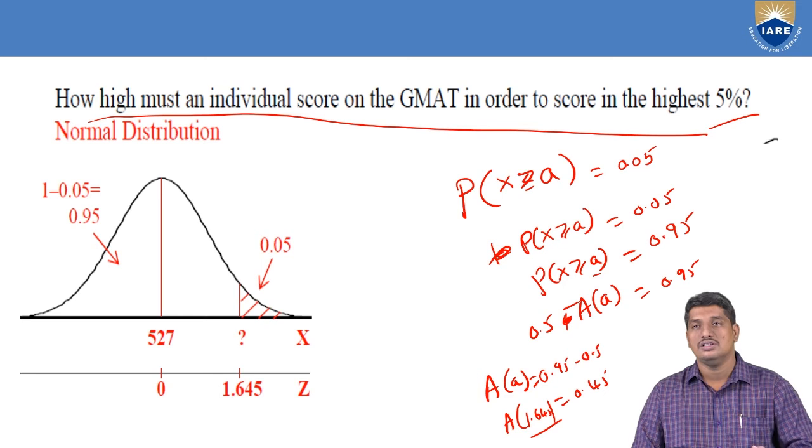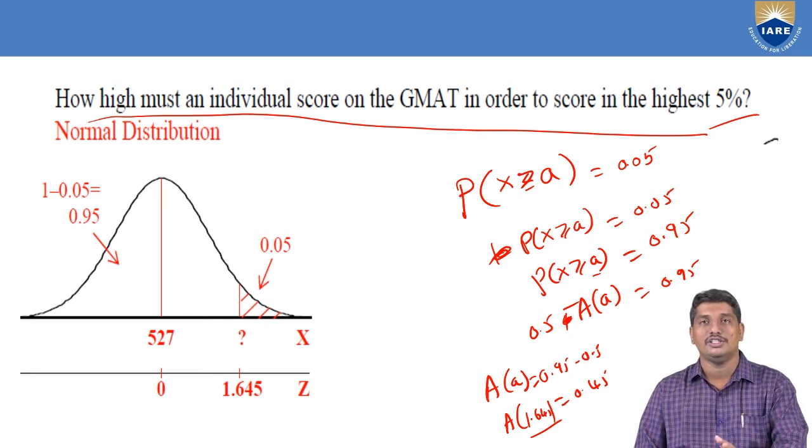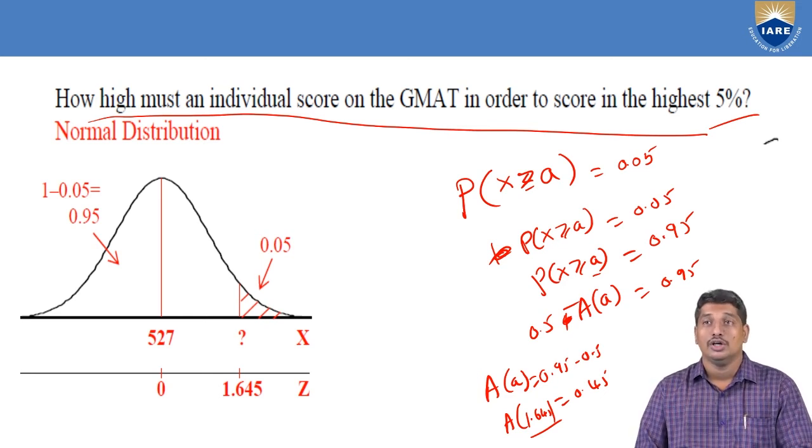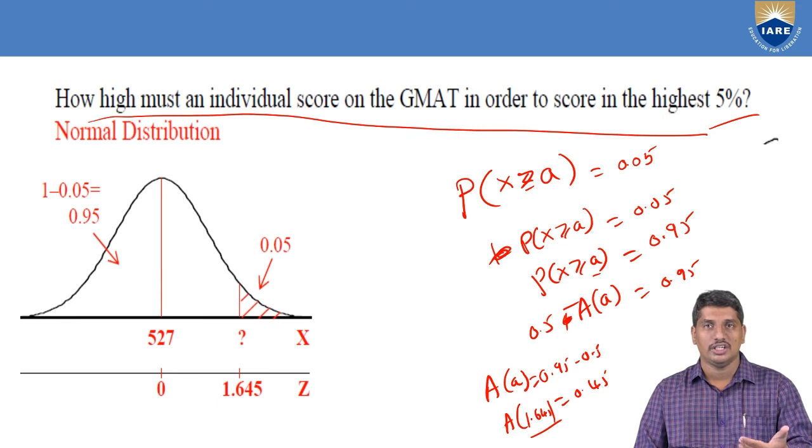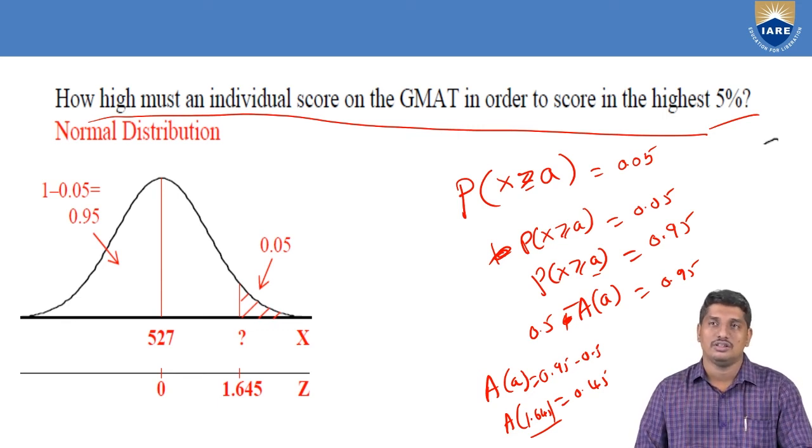This is the way we'll apply the normal distribution or Gaussian distribution to find real-time probabilities. With this I'd like to conclude today's lecture, and in the next lecture we'll meet with some more problems and the moment generating function and cumulant generating function of the Gaussian distribution, along with some more interesting examples on the Gaussian distribution.